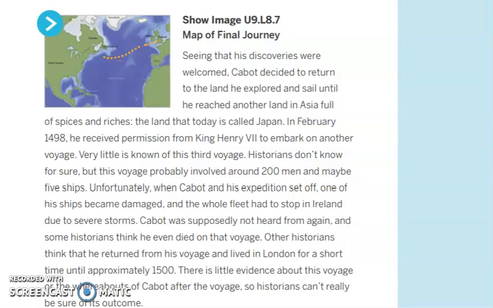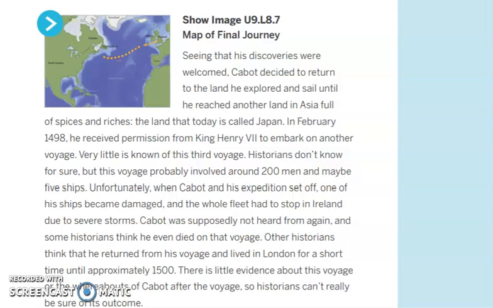Very little is known about this third voyage, boys and girls. Historians don't know for sure, but this voyage probably involved around 200 men and maybe around 5 ships. Unfortunately, when Cabot and his expedition set off, one of his ships became damaged and the whole fleet had to stop in Ireland due to severe storms. Cabot was supposedly not heard from again, and some historians think that he even died on this voyage.